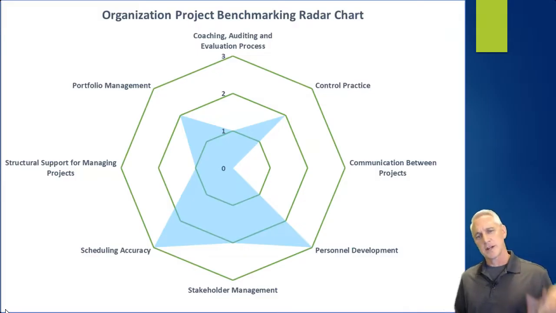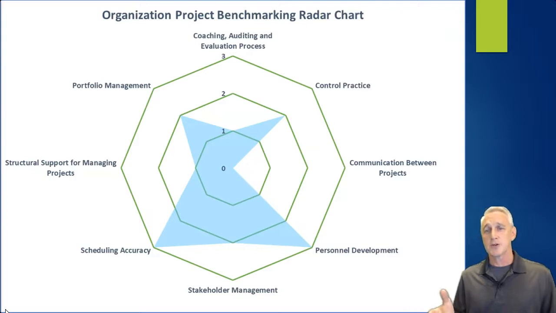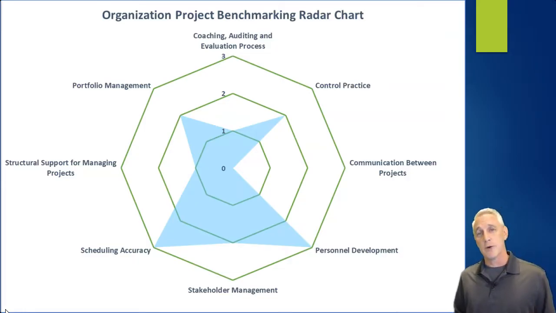And this radar chart is a great way to show how well we are doing. So maybe in this case, our particular company is doing about a 2 in control practices. However, we're doing really well with personal development, scoring a 3, and also scheduling accuracy. However, communicating between projects, we have relatively nothing, so we're scoring a 0, so that's something that we want to improve. Of course, the larger the area, the better you're doing. It's hard to do all things perfectly, so there's always room for improvement, but this is a good way to measure what your practices are.